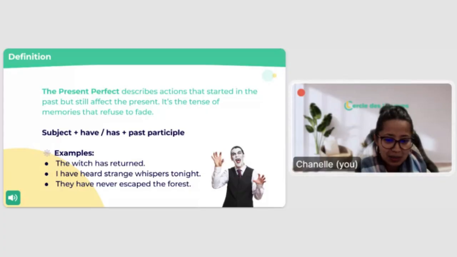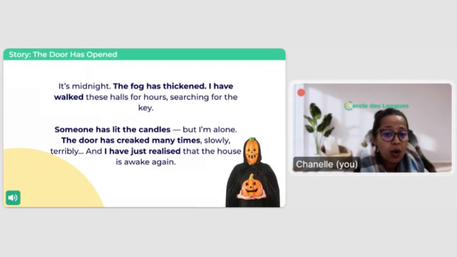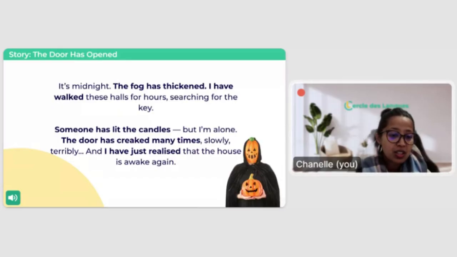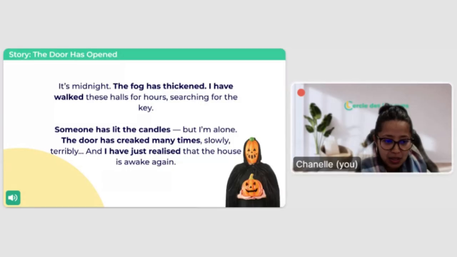So let's look at examples. It says the witch has returned. I have heard strange whispers tonight. They have never escaped the forest. So the door has opened. Let's look at the example. It's midnight. The fog has thickened. I have walked these halls for hours, searching for the key. Someone has lit the candles, but I'm alone. The door has creaked many times, slowly, terribly, and I've just realized that the house is awake again.